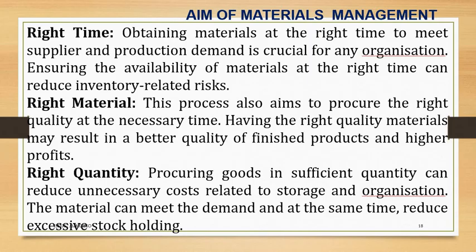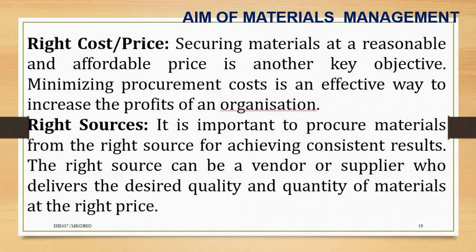We have the right quantity. That is, procuring goods in sufficient quantity that will help the organization to achieve our expected number of manufactured units. So it's the right time, the right material, and the right quantity, meaning the needed quantity that is required to make sure that you'll be able to produce whatever you want to produce. Are we good? Great.